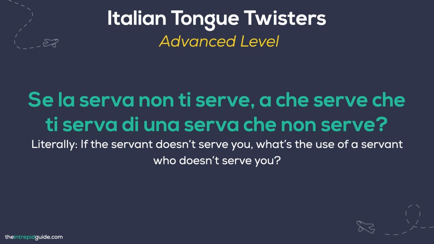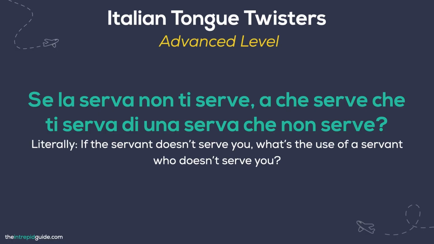This literally means, if the servant doesn't serve you, what's the use of a servant who doesn't serve you? This Italian tongue twister plays with similar sounding words to nail the hard sound of S in the cluster SE. Notice how serva and serve sound alike, but mean different things. It's also a great way to brush up on your Italian pronouns, such as ti serve and ti serva. To find out more about Italian pronouns, watch this video here.